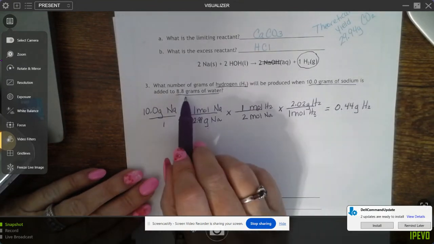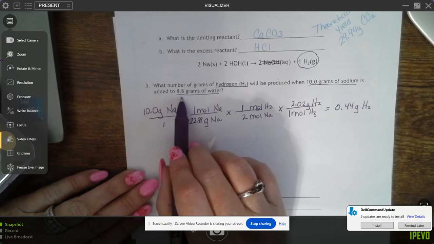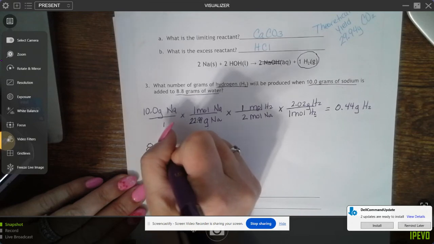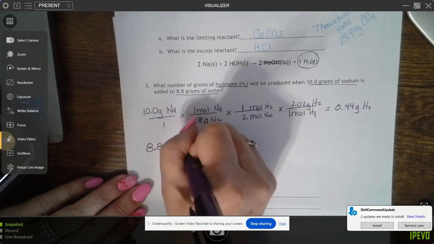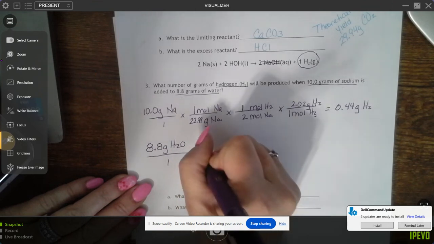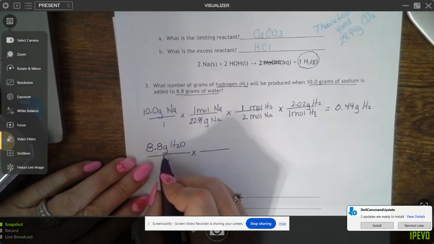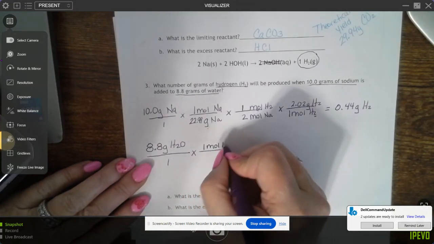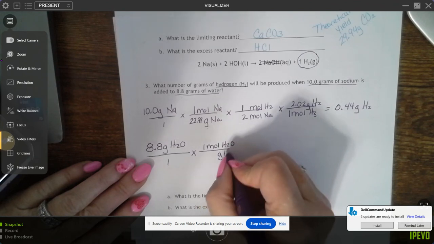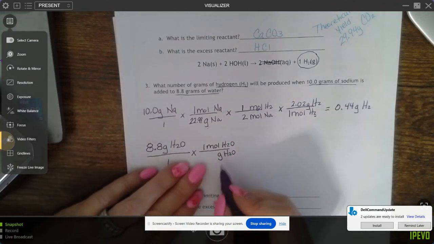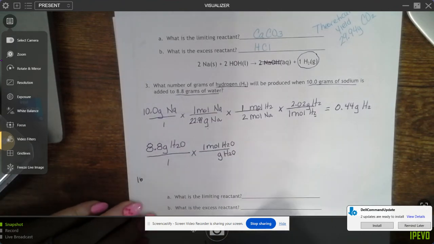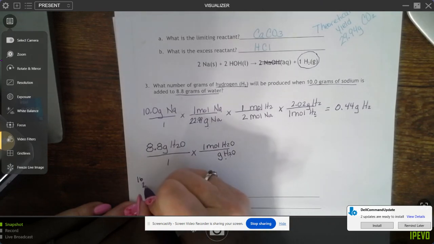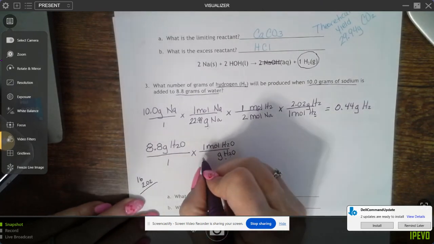Now we need to compare that to starting with 8.8 grams of water. The first step is always to convert from grams to moles. So 1 mole of water has a mass of, we've got to look at our periodic table: oxygen has a mass of 16, hydrogen has a mass of 1.01, and we have 2 of them, so 2.02.